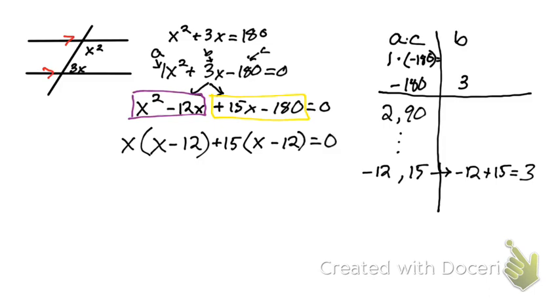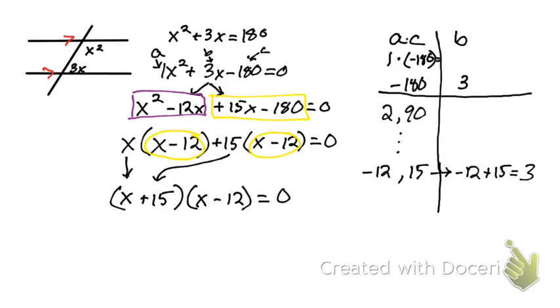Here's why I like factor by grouping. Let me get my highlighter out. Actually, we can just circle it. This x minus 12 is the exact same thing as that x minus 12 right there. I know I did everything right because those two things match. Now all you have to do is one more step. You smoosh together the x and the 15, so you have x plus 15 times x minus 12 equals 0.